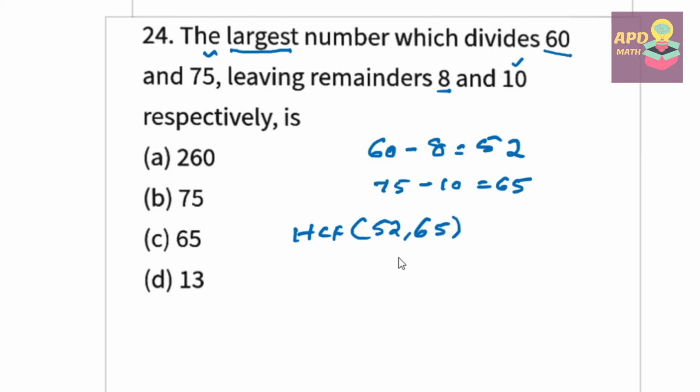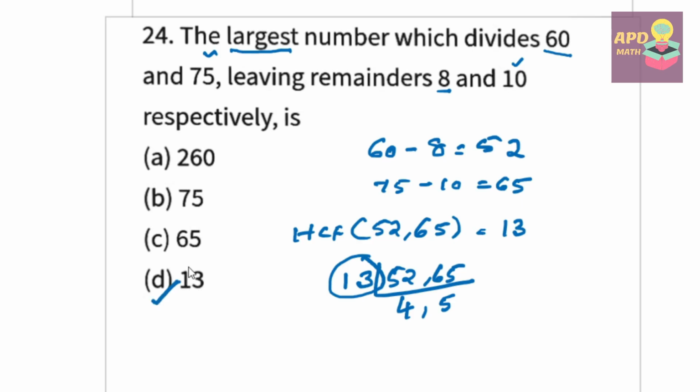You can see that 13 is a common divisor of 52 and 65. 13 fours are 52, and 13 fives are 65. So the HCF of 52 and 65 is 13, the highest common factor. So 13 is the answer, option D.